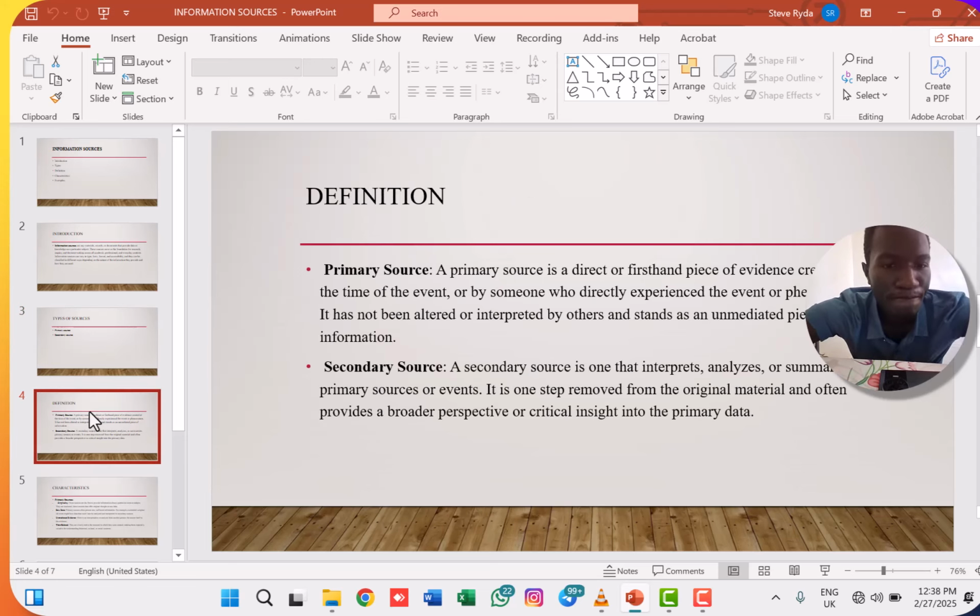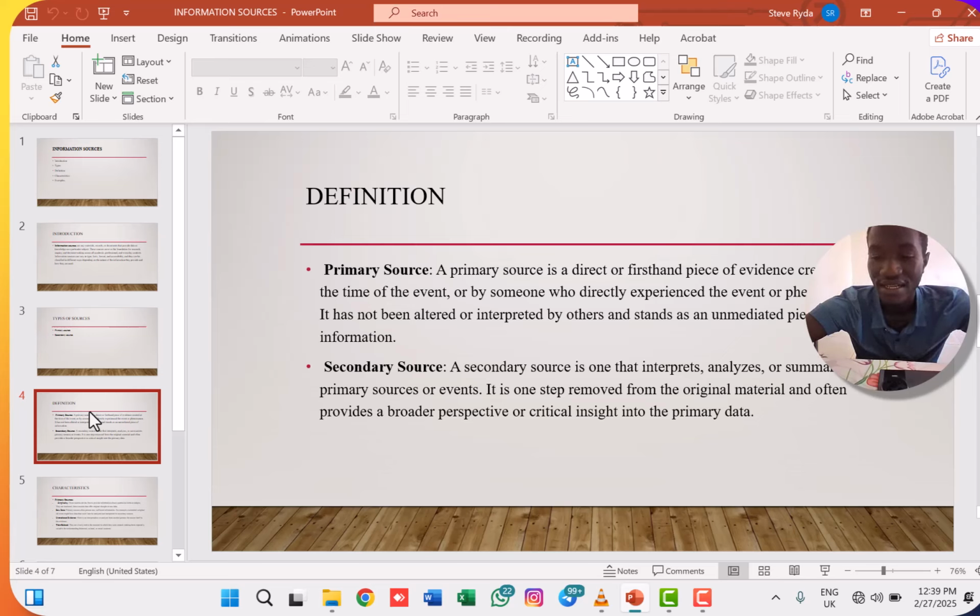So on the definition, we are saying primary source. A primary source is a direct or first-hand piece of evidence that was created at the time of the event, or by someone who directly experienced the event or phenomenon. It has not been altered or interpreted by others and stands as an unmediated piece of information.